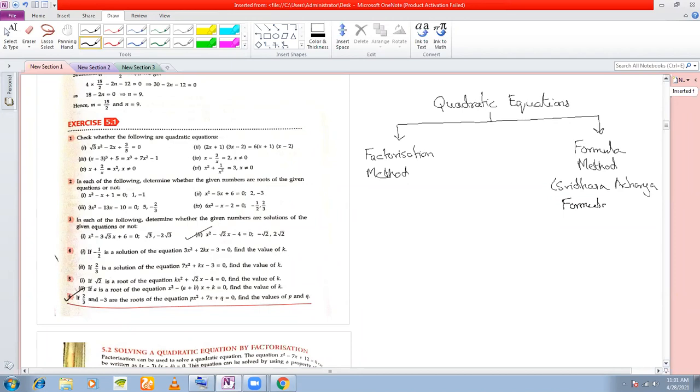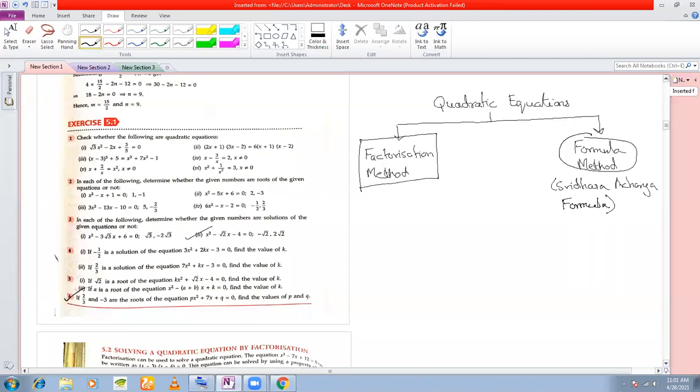So you have two methods of solution of quadratic equations: the factorization method, which we have already seen in class 9, and the second method, which is called the Sridhar-Acharya method, or the Sridhar-Acharya formula. Mostly in class 10 we'll be dealing with the formula method.